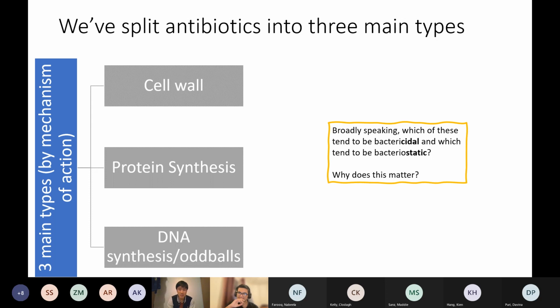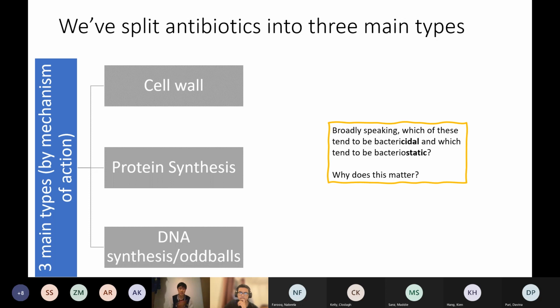Yes, exactly, Davina. So bactericidal antibiotics actually kill the bacteria. So what does that mean about bacteriostatic antibiotics? Yeah, exactly. They prevent replication. Well done. So they don't kill the bacteria directly, but they stop the bacteria from replicating. So they stop the spread of infection and allow the immune system to kick in and tidy it up.